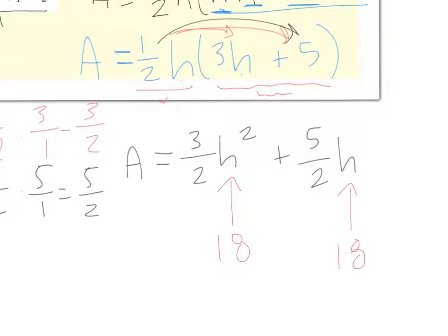Now this is a computation problem that I'm going to use my calculator for, and if I plug that in exactly as I see it, 3/2 times 18 squared plus 5/2 times 18, I will get 531. And how do I label this? Inches squared. And now I'm completed with this problem.